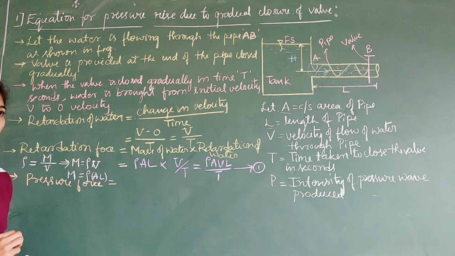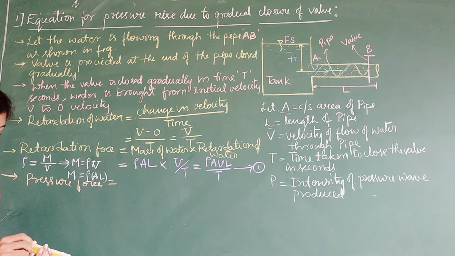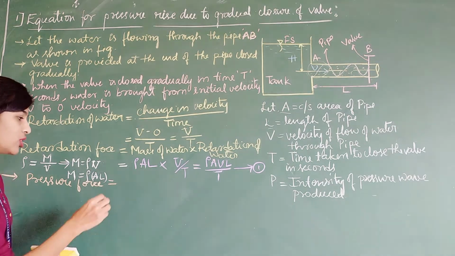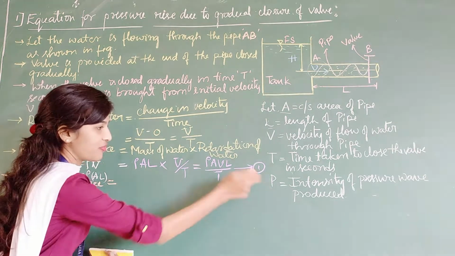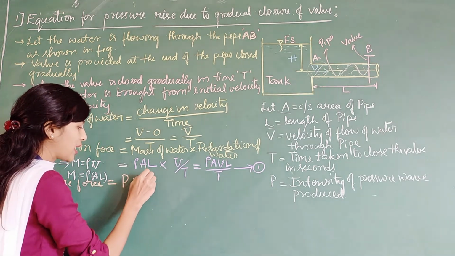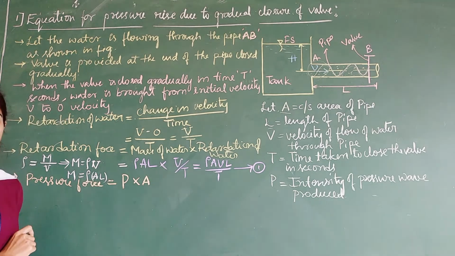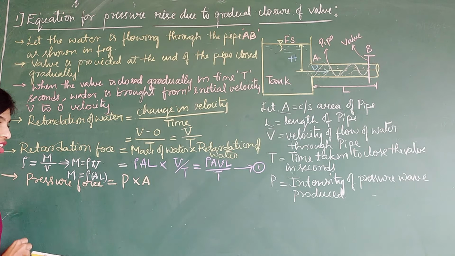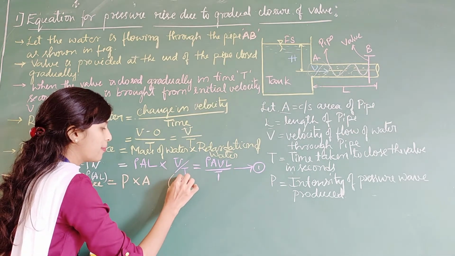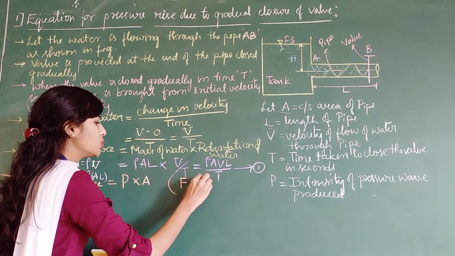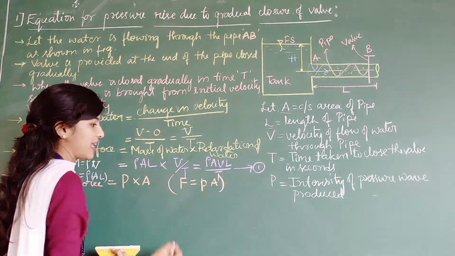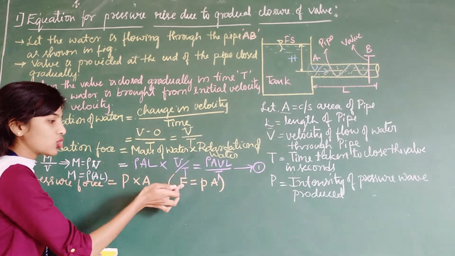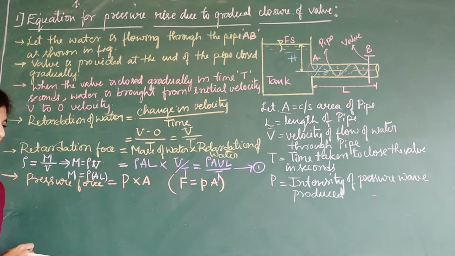Which is equal to what? The definition of the pressure force is intensity of pressure into area. So it is the intensity of pressure we have considered as P into area, where A is the cross sectional area of the pipe. So from the definition, pressure force is equal to intensity of pressure into area. We know pressure is force by area, so force is equal to pressure into area.